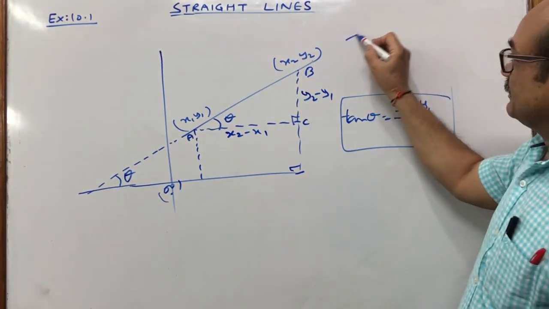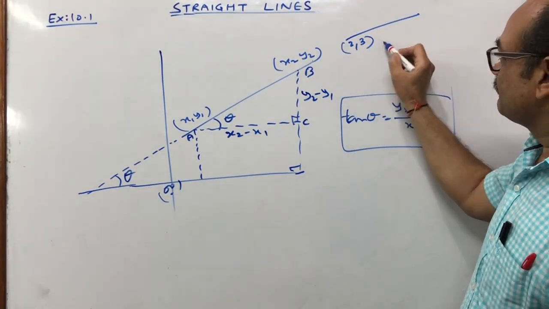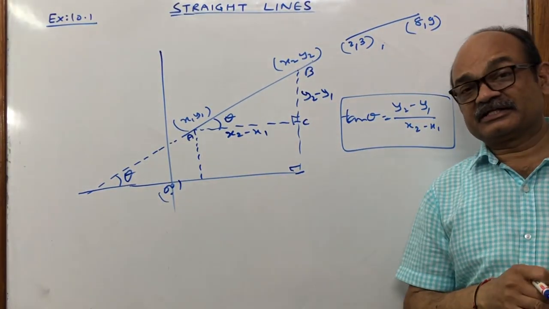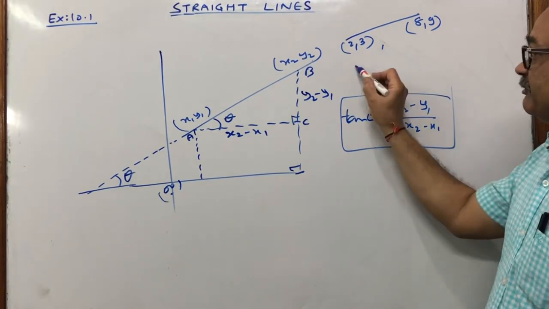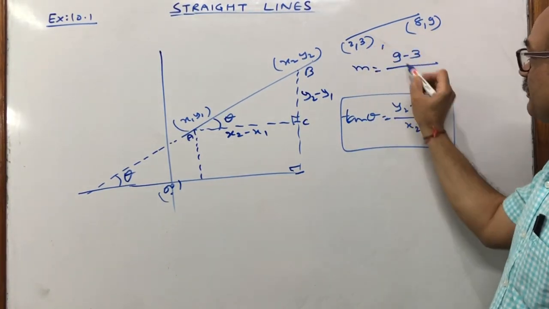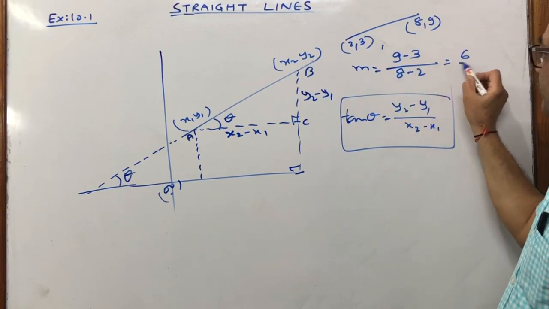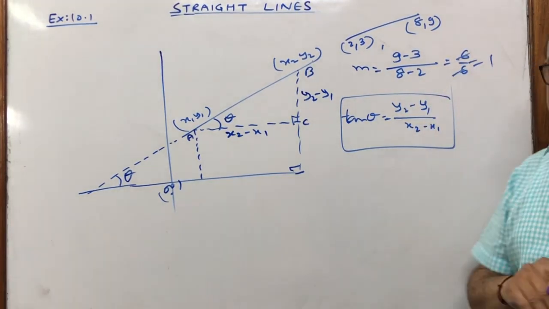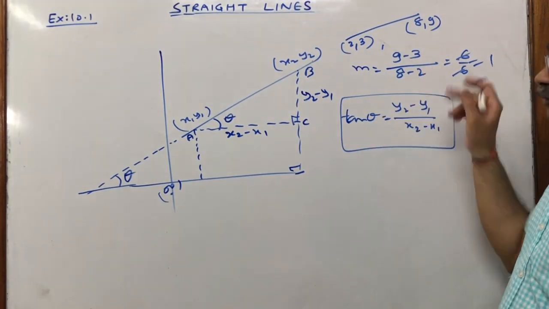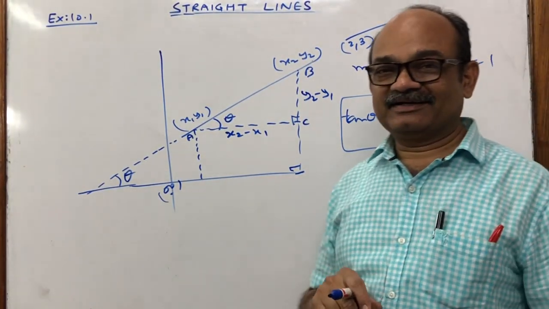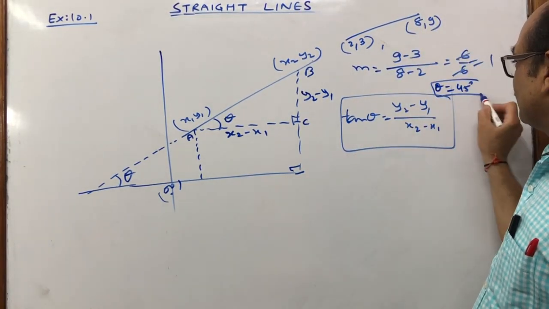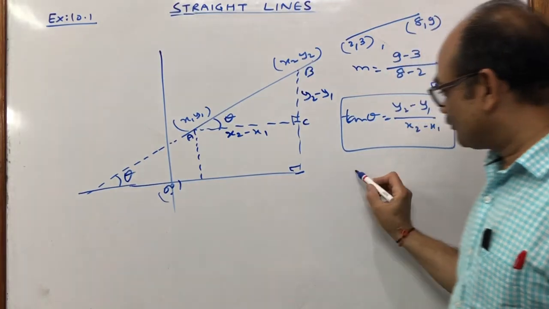For example, 2 3 and 8 9, 2 points. We want to calculate its slope, that is tan theta. So here we write m equals to y2 minus y1 over x2 minus x1. What we are getting? Answer is 1. Now the reverse question. Slope equals to 1. What is the inclination angle? Theta equals to 45 degree or 180 plus 45 degree.